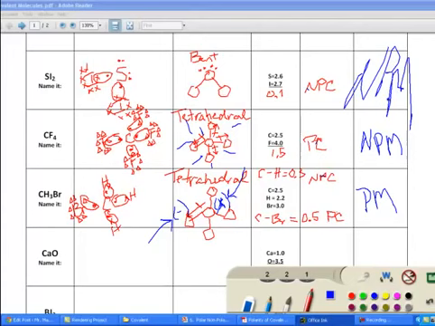I hope this vodcast has helped you further understand the difference between a polar bond and a polar molecule, and understand exactly how to say, aha, this molecule is polar or is not polar.